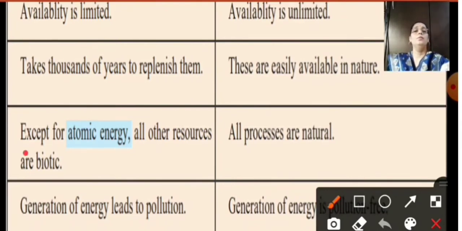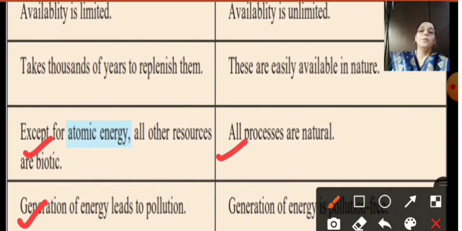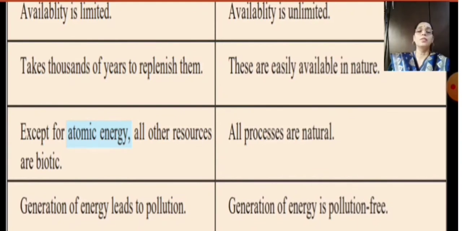So students, the next point, except for atomic energy, all other resources are biotic. Biotic means living components of a community, for example animals and plants. And in process based resources, all processes are natural. Then the next point, generation of energy leads to pollution. And here in the process based energy resources, generation of energy is pollution free. Okay, there is no pollution.